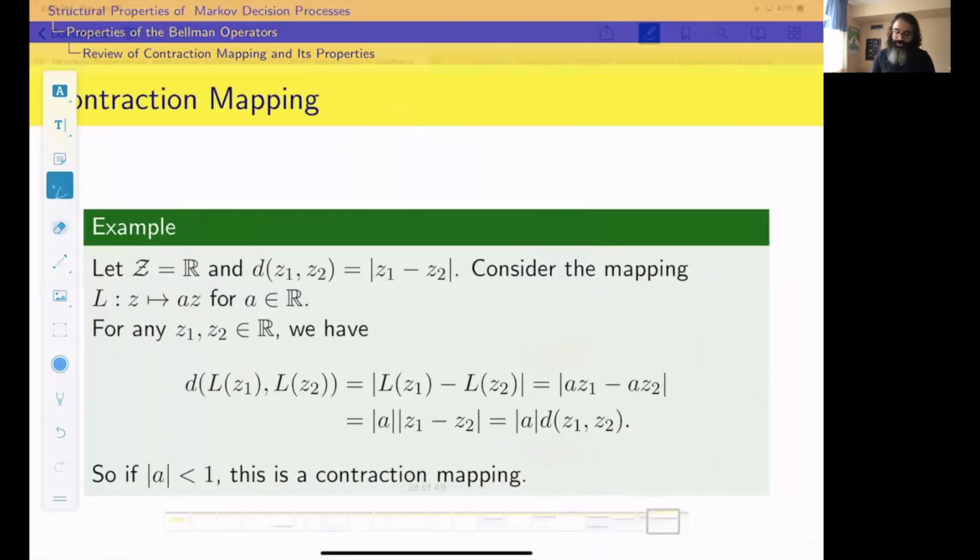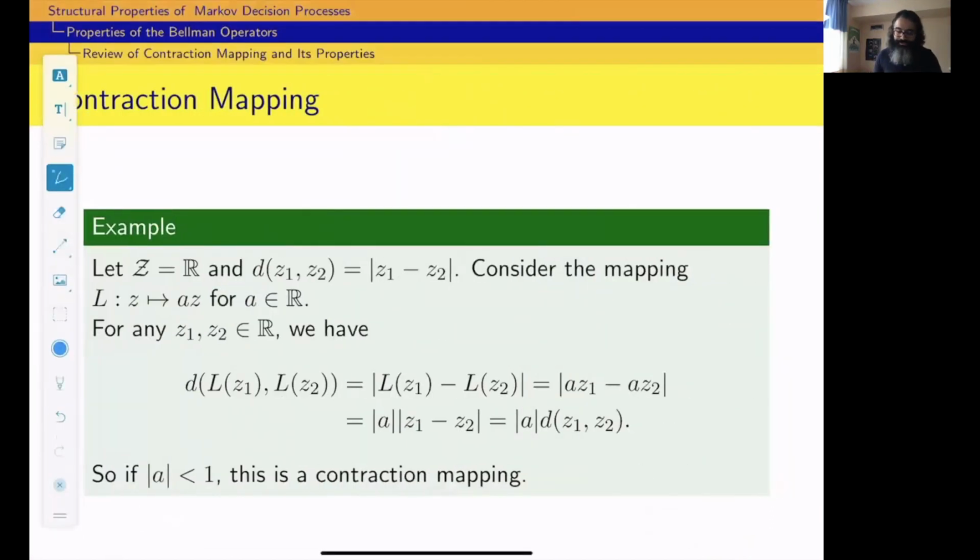Okay, so just some example. Again, suppose Z is equal to R. The distance is just the absolute value of Z1 minus Z2, and consider the mapping or function that takes Z and returns A times Z, where A is a real valued number. So let's just do a calculation to see what happens, like the distance between LZ1 and LZ2.